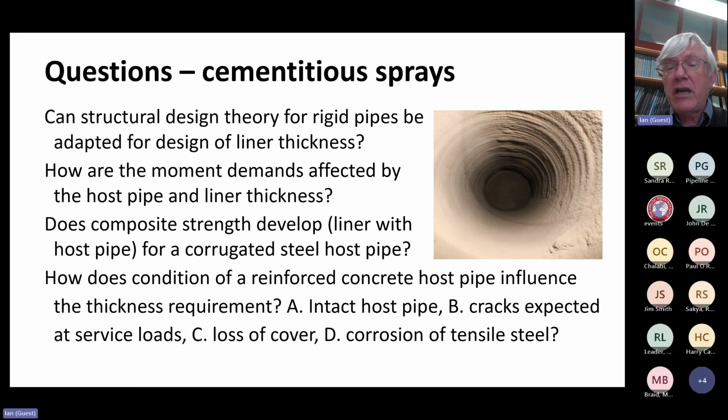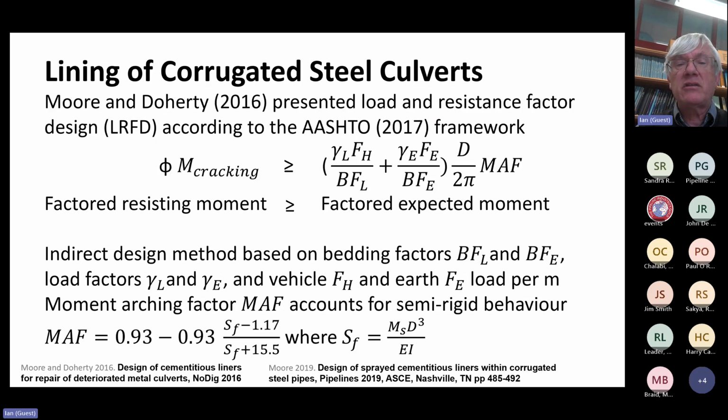Alternatively, we might have a situation where the cover is lost above the tension steel, maybe due to abrasion, maybe due to a little bit of corrosion of that tensile steel, which produces spalling. And how do we select sprayed liner thickness for that case where we've lost the cover? And then finally, what happens if we've got a severe deterioration condition where the tensile steel itself is corroded and we're now providing the liner to restore the structural capacity, the moment capacity, following the loss of that tension steel?